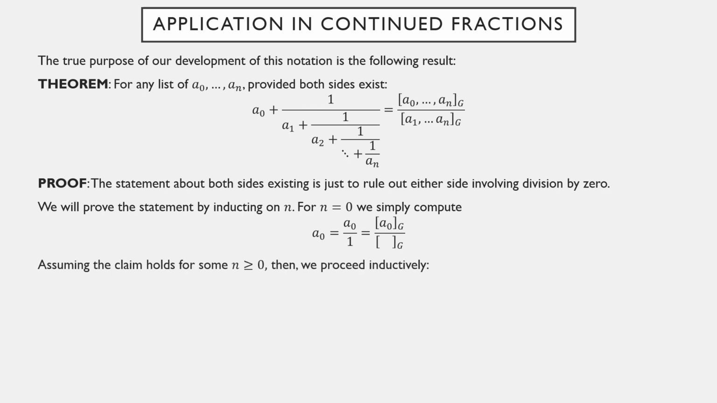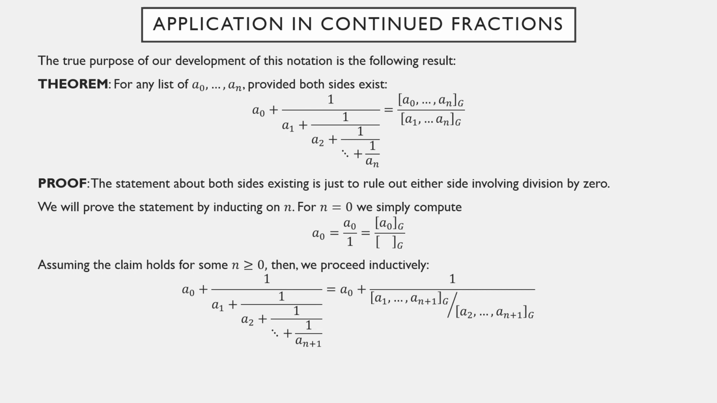Let's assume then, inductively, that the claim does hold for some value of n. Suppose we make our continued fraction go 1 term further. Well, having made this continued fraction go 1 term further, what we have is A0 plus 1 over a continued fraction with n terms in it, A1 through An plus 1.